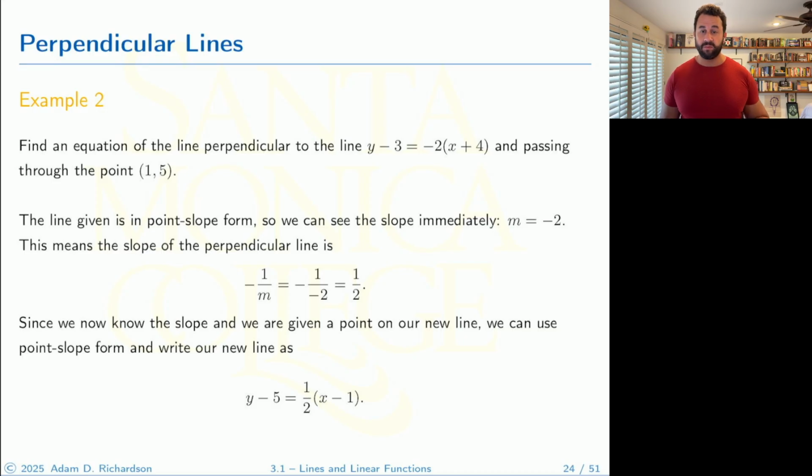Another thing I want to remind you of, you can leave it in this form. You can leave the line written in that form. You do not need to solve it for y. You do not need to write it in slope-intercept form. This is a valid form of a line. You can dust your hands off at this point.